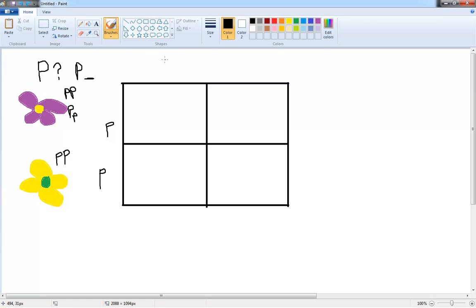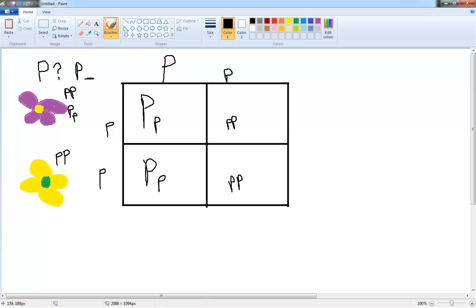But what if it's big P, little p? We already did this test cross before, but all of the progeny would not be the same in this case. In this case, you would have some of them which would be purple. In fact, half of them would be purple, and half of them would be yellow.